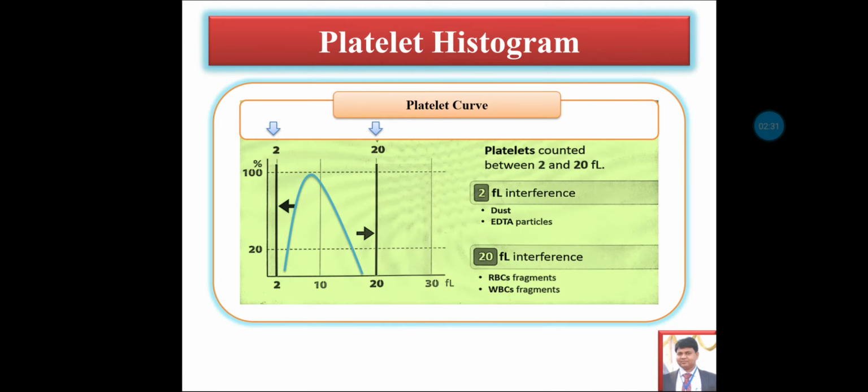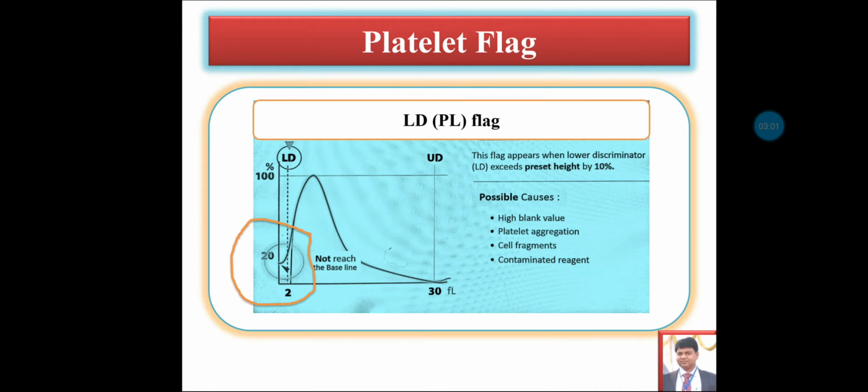If we see the platelet histograms, they basically lie between 2 to 20 femtoliters, and they are typically skewed towards the left. They will show interference at 2 femtoliter as well as 20 femtoliter. The interference at 2 femtoliter occurs due to dust particles or EDTA particles, whereas the interference at 20 femtoliter occurs due to RBC fragments and WBC fragments. So this is about the platelet histogram.